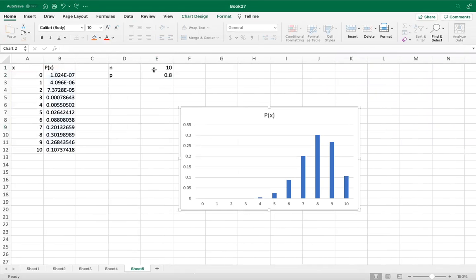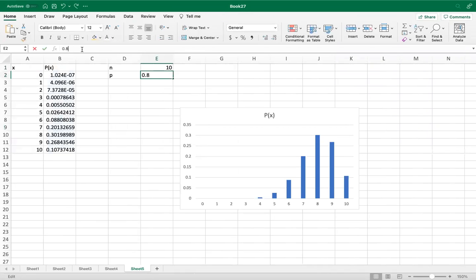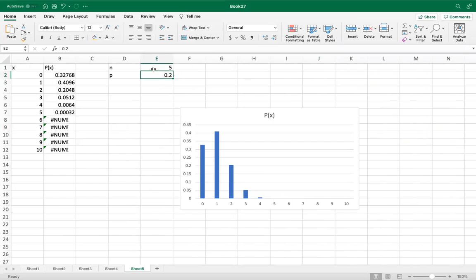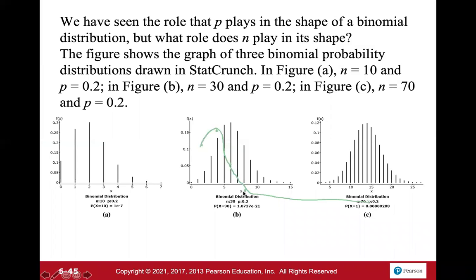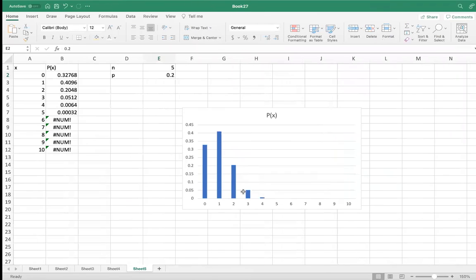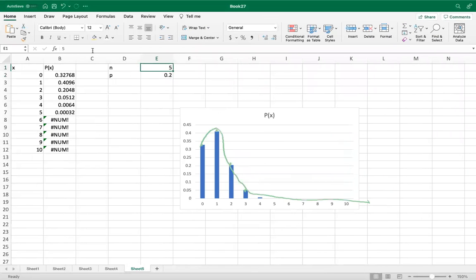So they did 0.2 here. First we're looking at n equal to 5, and it's drawn out a little like this. And then we have n equaling 30. Or we could say 10 and then 30.